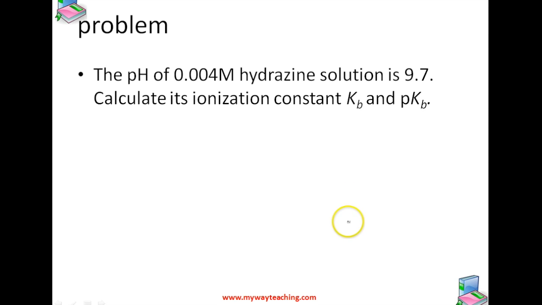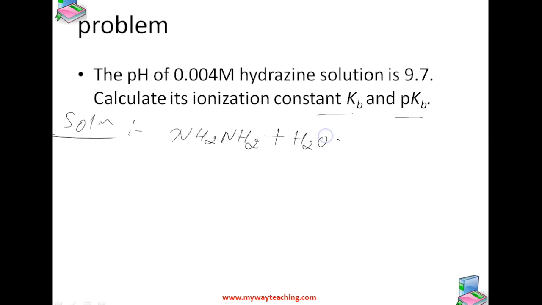Next problem: the pH of 0.04 mole hydrazine solution is 9.7. Calculate its ionization constant Kb and pKb. Solution: NH2NH2 plus H2O gives NH2NH3+ plus OH-. From the pH we can calculate the hydrogen ion concentration. Knowing the hydrogen ion concentration and the ionic product of water, we can calculate the concentration of hydroxyl ions.